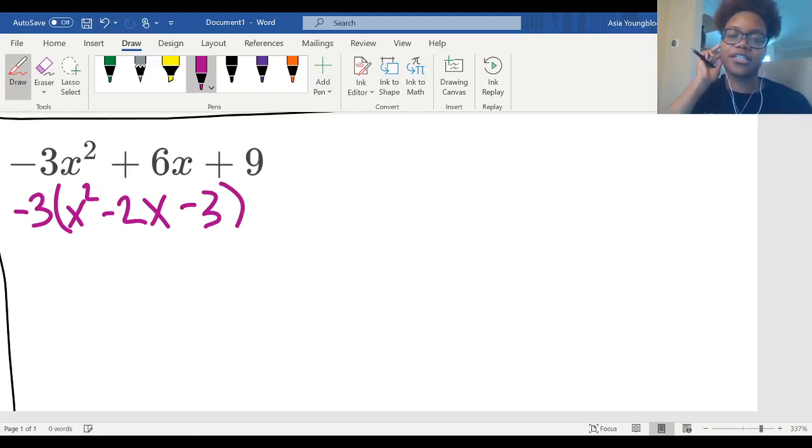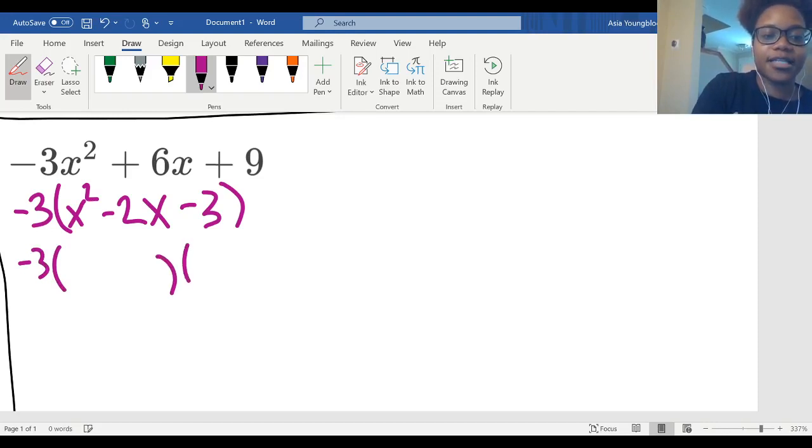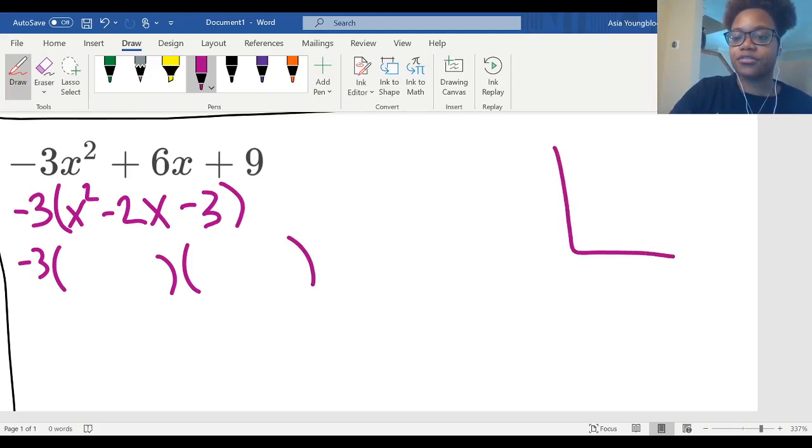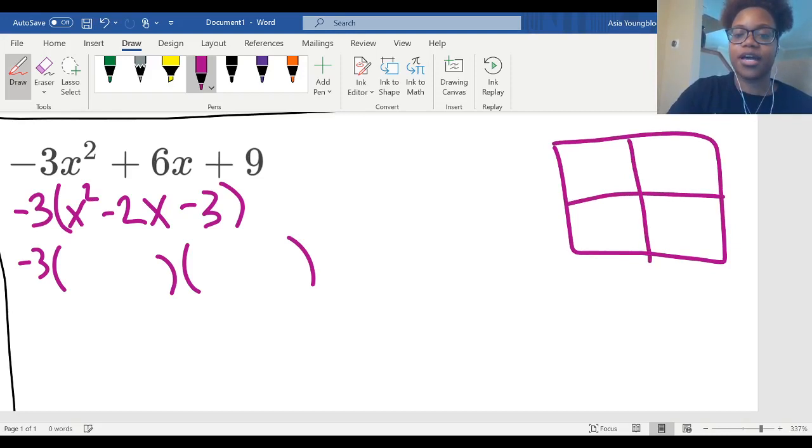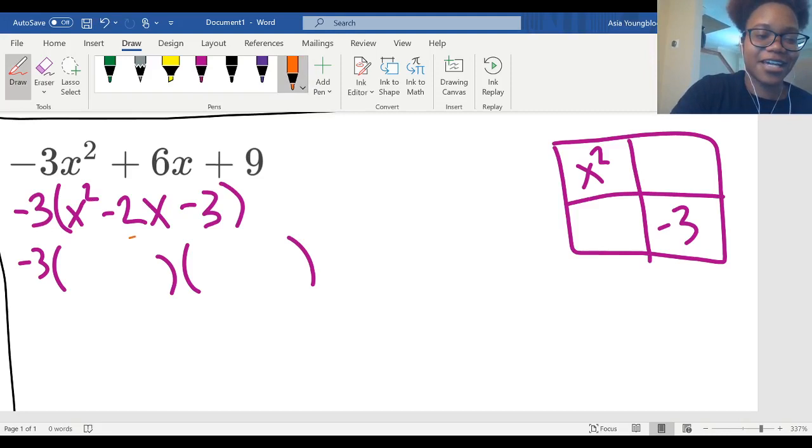So we have factored out our greatest common factor, and now we are trying to factor the remaining expression further. What was multiplied to get x squared minus 2x minus 3? I'm going to construct our box. In the upper left corner, we have x squared. Bottom right is negative 3. Then we need to split this negative 2 between these two boxes. In order to do that, we need to ensure our diagonals are equal.